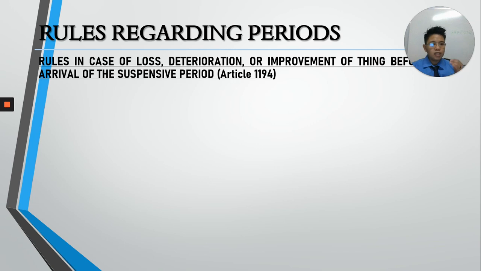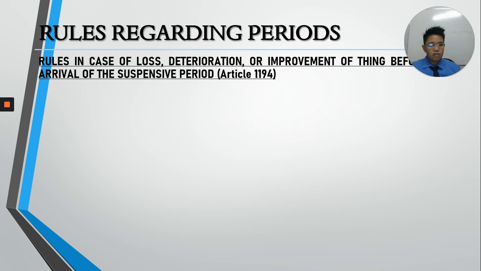Pagkadating nung period that is agreed upon by the parties. Now, in the meantime, while hinihintay na dumating yung period, remember, naghihintay lang tayo dito kasi nga, period ang pinag-uusapan natin, future and certain event. Now, in the meantime, while waiting for the period to arrive, there may be loss, deterioration, or improvement of the object. So, before the arrival nga of the period.